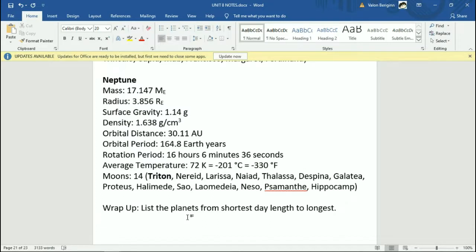Okay, so shortest day length is actually Jupiter. The largest planet has the shortest day length of a little bit less than 10 hours. Second shortest is Saturn, which is like 10.5 hours. Next is Neptune at 16 hours. Then Uranus at 17 hours. Then we have Earth at 24 hours. Mars at 24.5 hours. Then we jump rather considerably to Mercury at like 50-something days. And then to Venus at like 240 days. So that's the order from shortest to longest.